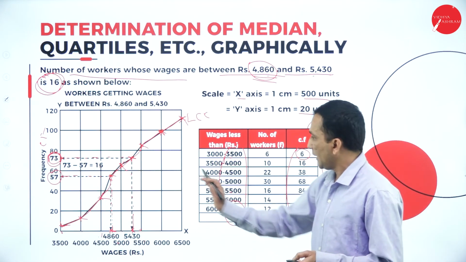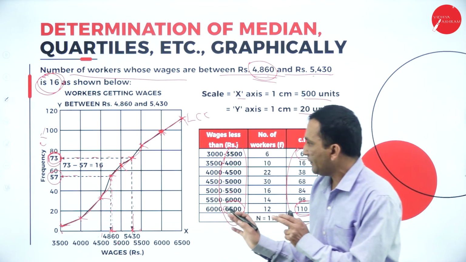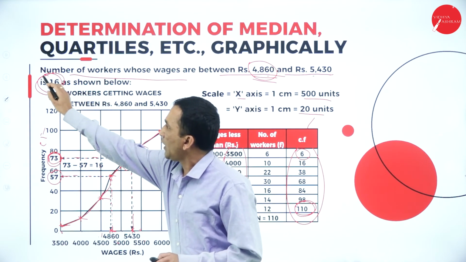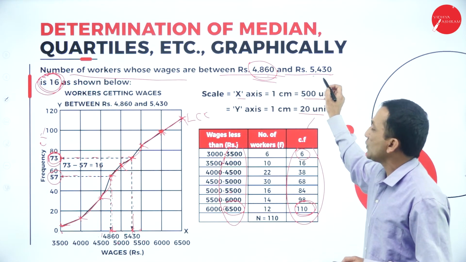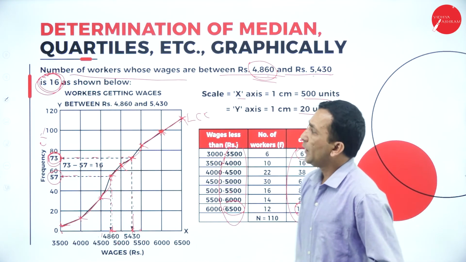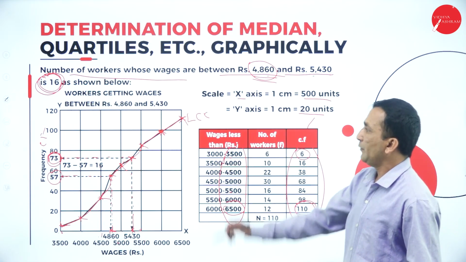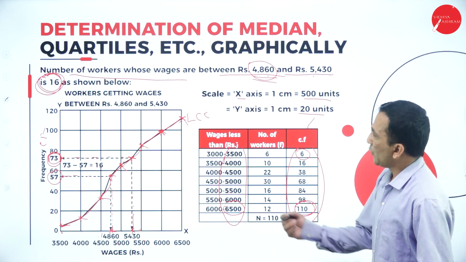Okay, are you getting clear? So this graph is clear. Now we are able to identify how many workers we are getting between 4860 and 5040. 16. 73 minus 57, 16. Now the number of employees getting the same wages, like 4860 and 5430.